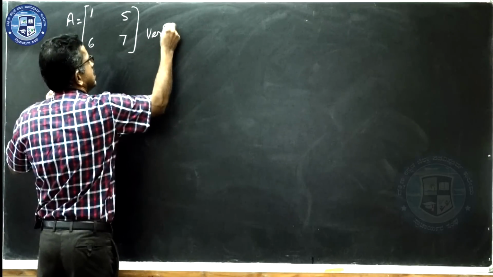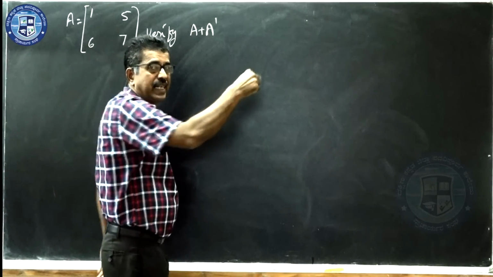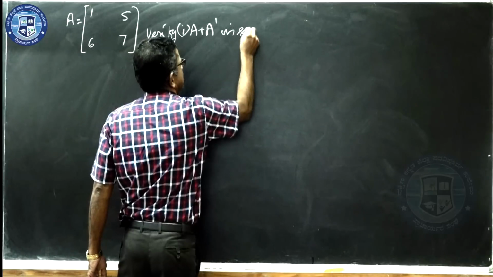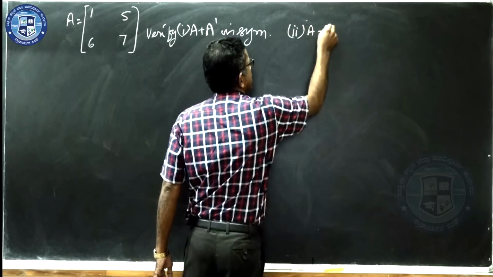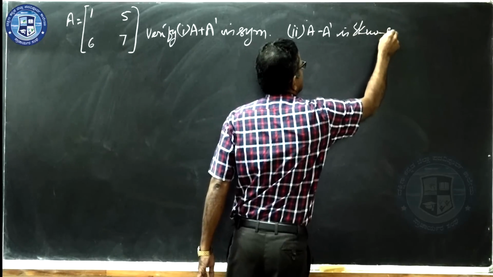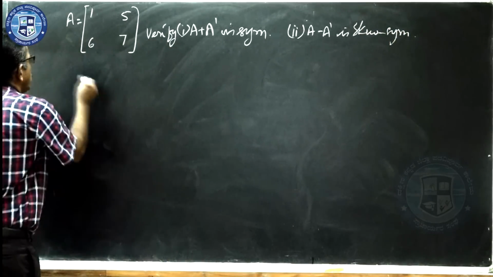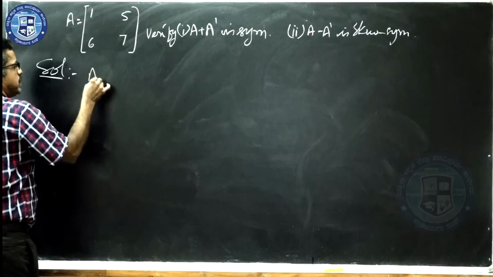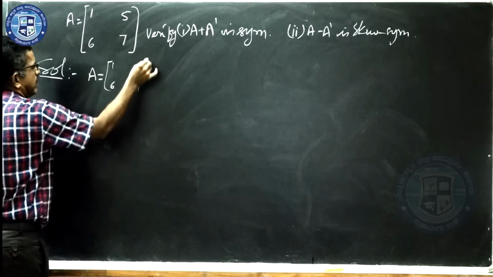Verify: first, A plus A dash is symmetric. Second, A minus A dash is skew symmetric. Okay, solution. A is known to you. It is 1, 5, 6, 7.